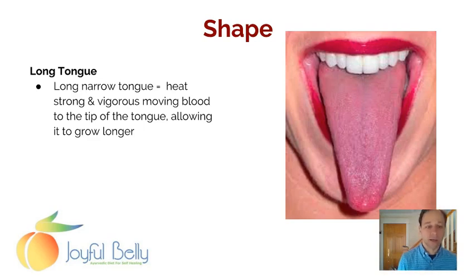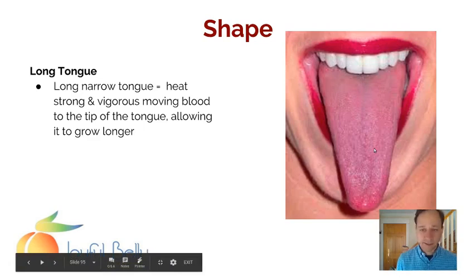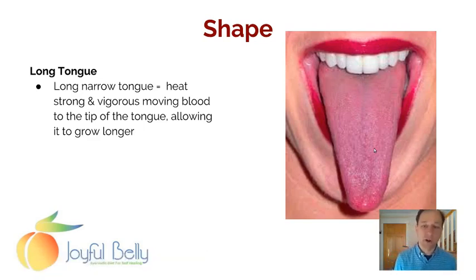So a long, narrow tongue means that heat is strong and that there's vigorous moving blood to the tip of the tongue, and that allows the tip to grow longer. And this is a sign that appears, or a similar sign appears, all over the body. When you see a person having long limbs, that means that there's enough heat to move circulation to that limb. But when you see that a person has short limbs, then just the opposite is true.